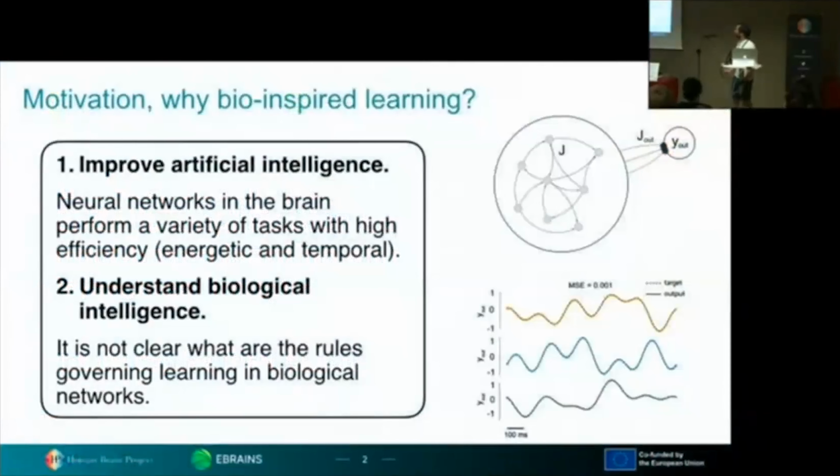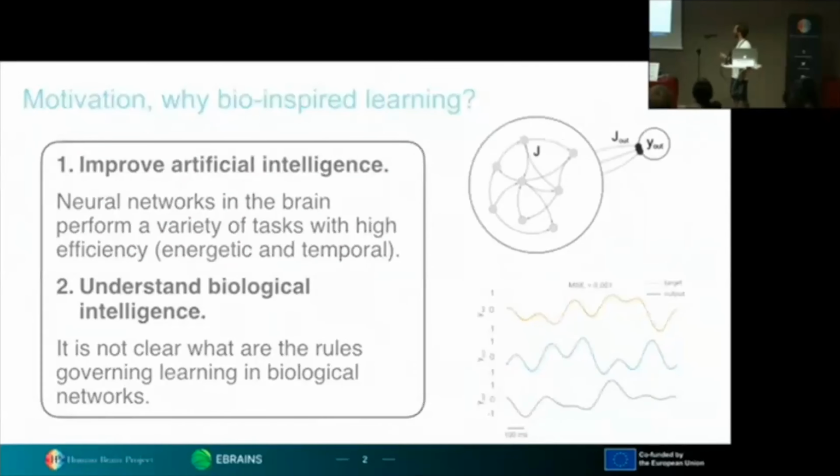So why is that even interesting? I believe the two obvious reasons are the following. First, biological networks are really efficient in terms of energy, time required to learn a task, and the data required to learn a task, and artificial intelligence can really be improved by taking inspiration from biological intelligence. Second, we don't really know what the rules governing learning in biological networks are. So reasoning in terms of theoretical principles, first principles, can really help understanding also biological intelligence. And I will try to give you some examples in the course of my talk.